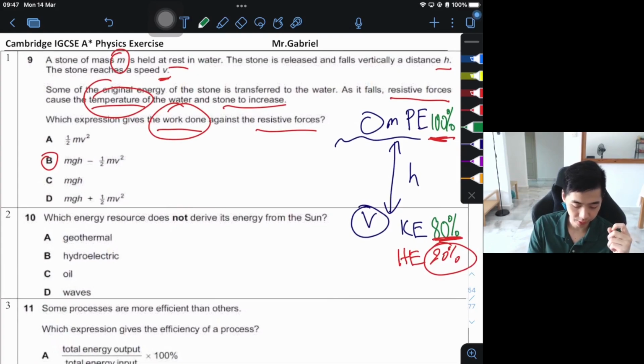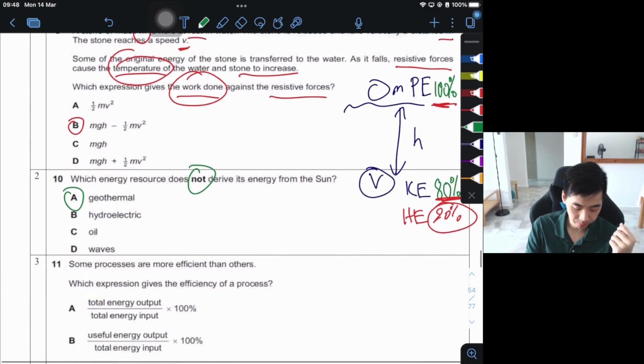Looking at the second question here, which energy resources do not derive energy from the sun? There are only three known resources that do not derive energy from the sun. That's geothermal, which is energy from the Earth's core. It is tidal, which is the gravitational pull from the moon. And then the final one is nuclear, which is uranium for the nuclear power plant. So looking at this question here, obviously A is the only one.